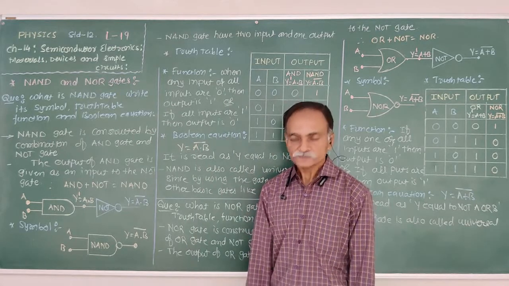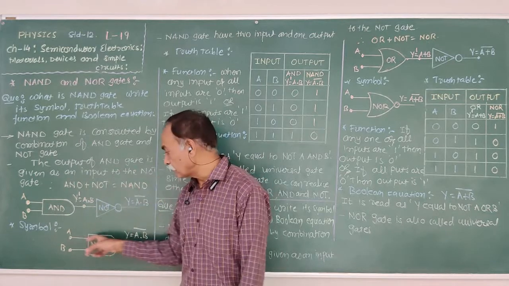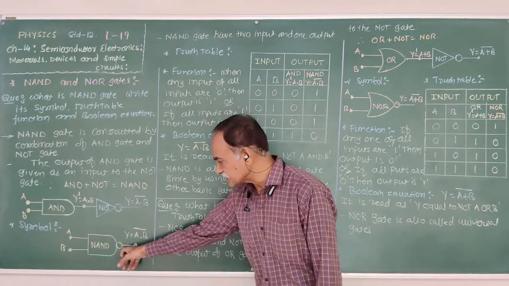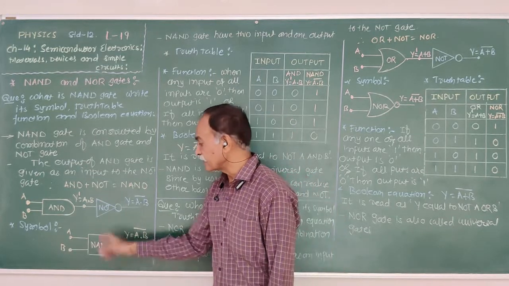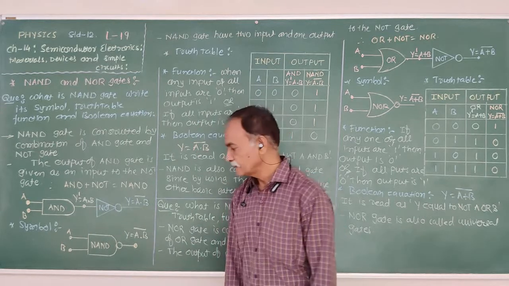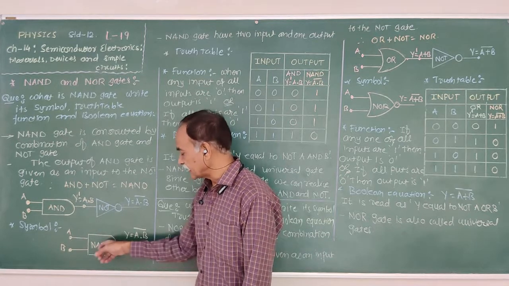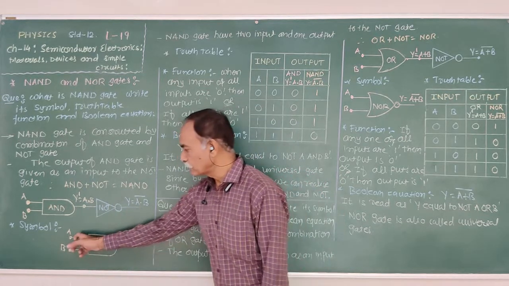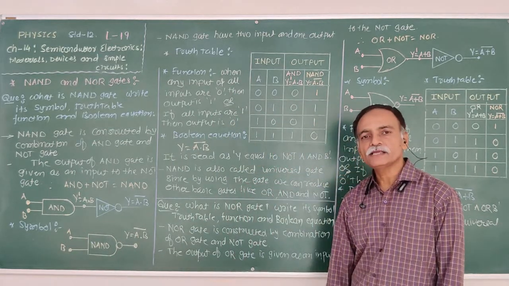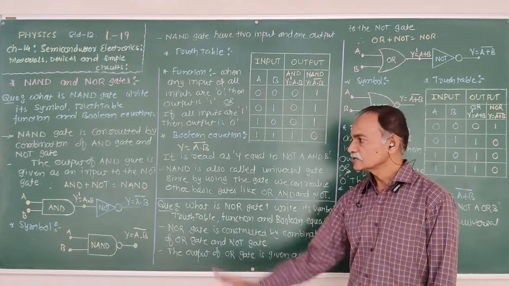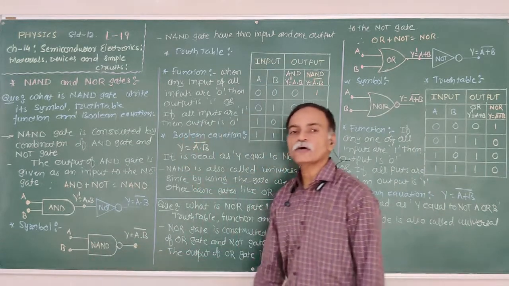What is the symbol? The symbol of the NAND gate is the symbol of the AND gate with a bubble. The bubble represents the inversion of the AND gate. That means it is NAND, not AND. Again, there is the symbol of the AND gate, now with the bubble added, so that gives the symbol of the NAND gate. Here the inputs are A and B, and the output is y equal to (A dot B) bar. So that is the symbol. Now the NAND gate has two inputs and one output.